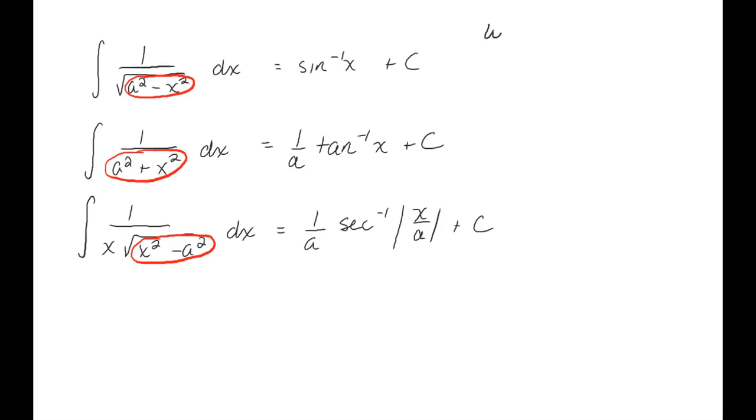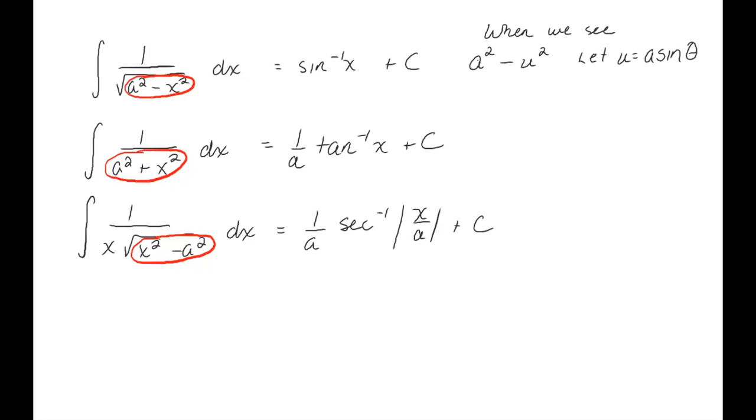So when we see an a squared minus x squared, or we might even want to call it a squared minus u squared, we're going to let u equal a times the sine of theta. Okay. So we'll see how this works in practice in just a minute. But since this leads to an inverse sine, we're going to try this substitution where we let u equal a times the sine of theta.